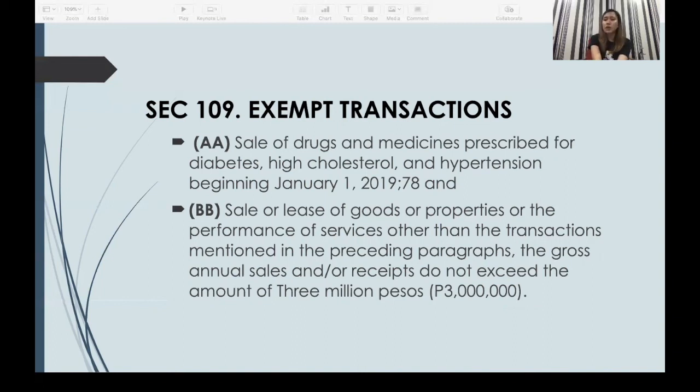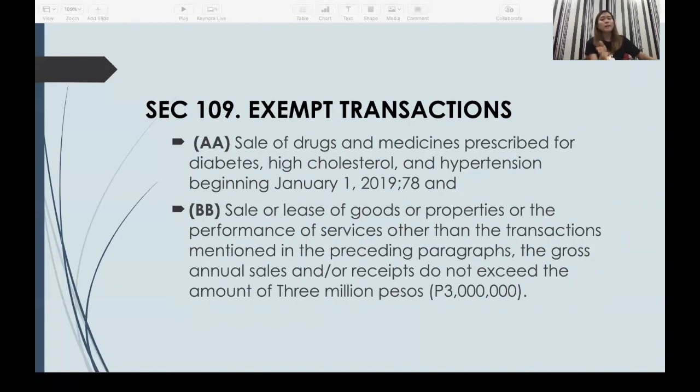Regardless kung senior ang bibili or hindi senior citizen or hindi PWD, anybody, basta yung bibilhin niya is for diabetes, high cholesterol, and hypertension, VAT exempt agad. Last one, sale or lease of goods or properties or the performance of services other than transactions mentioned in the preceding paragraphs, the gross annual sales and receipts of which do not exceed 3 million. Actually, we've discussed this one kanina pa.